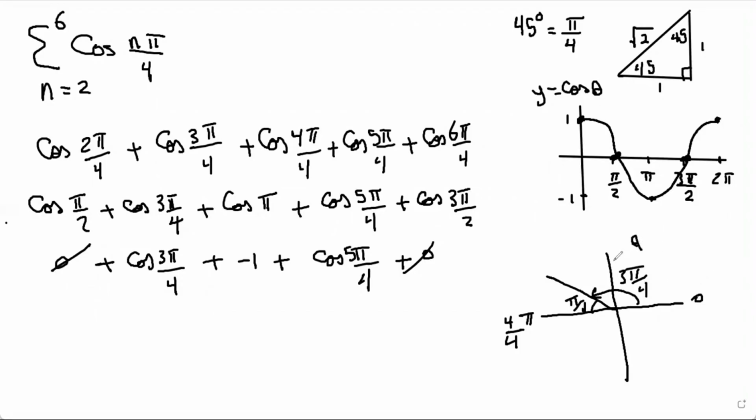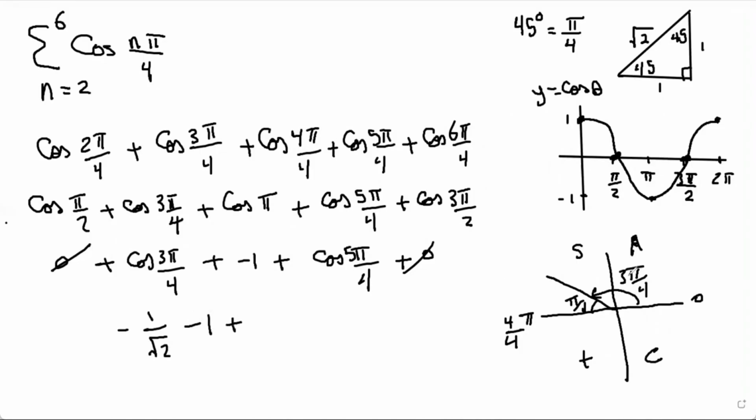But the only thing is you have to remember that all students take calculus. So since we're doing cos 3 pi over 4 and we're in the second quadrant, the cosine is negative in the second quadrant. So this will give me -1 over root 2. And this is going to be plus -1, so just -1.